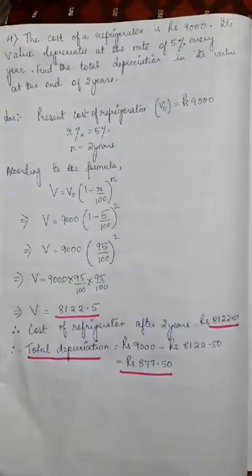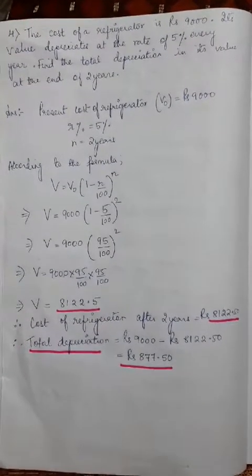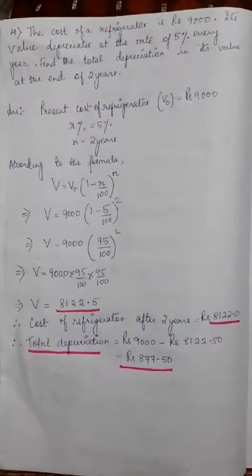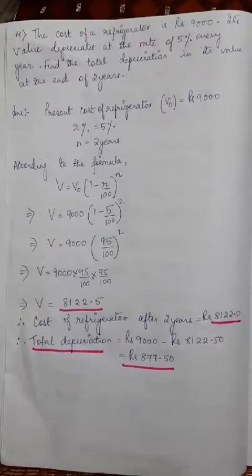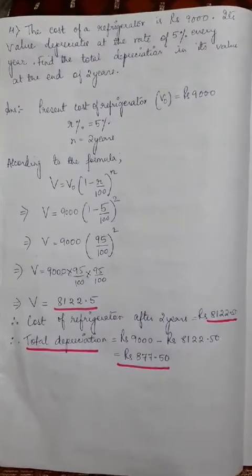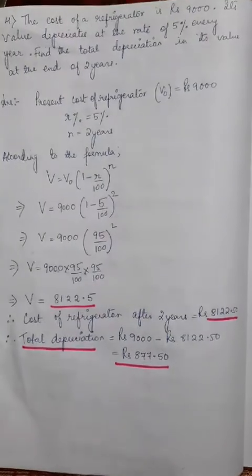Moving on to question number 4 from the same exercise. The cost of a refrigerator is rupees 9,000. Its value depreciates at the rate of 5% every year. Find the total depreciation and its value at the end of 2 years.